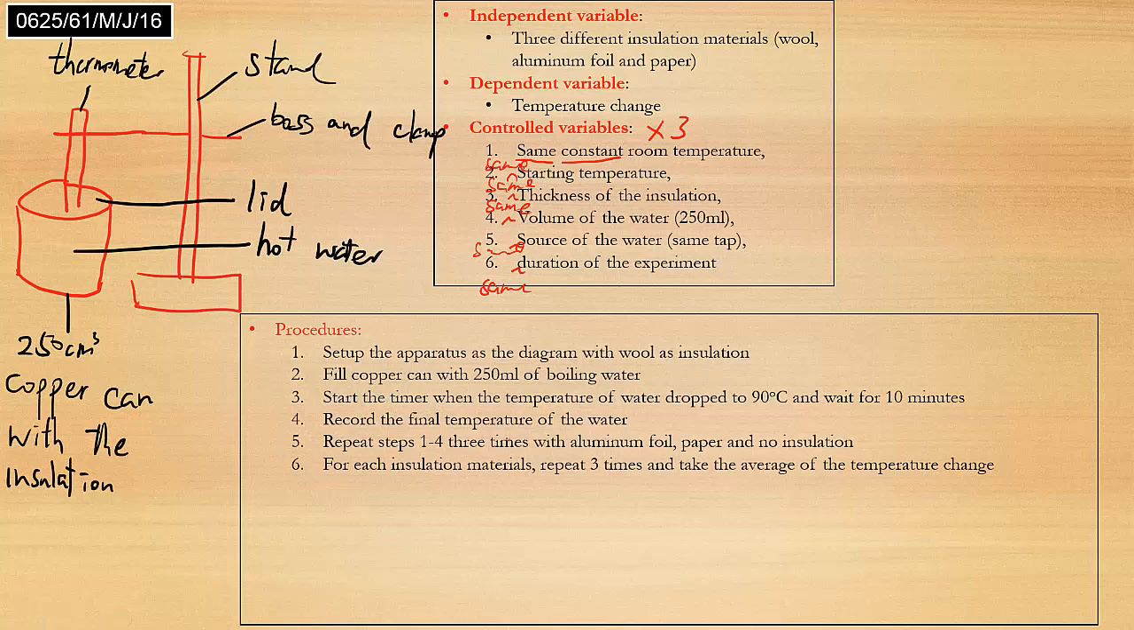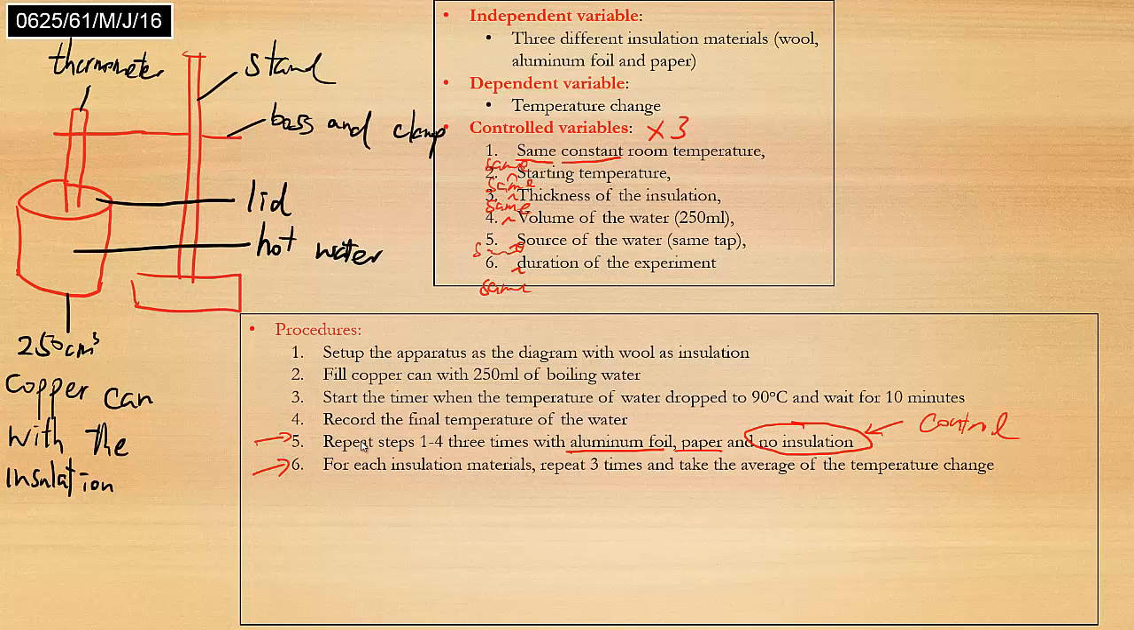Number four, you record the final temperature and, of course, find the change of temperature. And number five, of course, you need to mention that you are going to repeat the experiment with different materials. That's my wording here. I also do another set with no insulation, so this is going to be a control experiment as well.